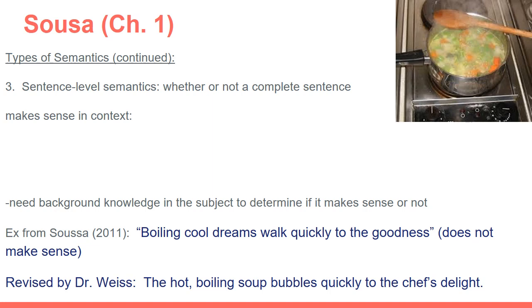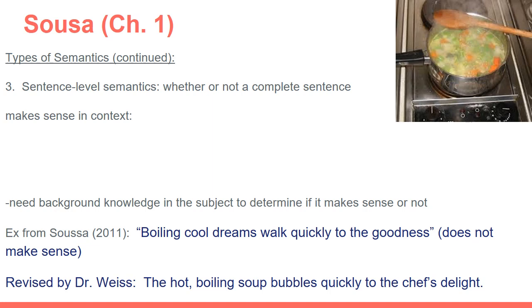And the reason why is because they'll need to have background knowledge on a subject, and they'll have to have more life experience and academic experience to know if something makes sense in context or not. Because a very young child, if you look at the first sentence that is in blue that Sousa gave, might not really understand that this is not making sense. They might think that it's a correct sentence, but it just doesn't make sense to them because they don't know those words. So if you look at the first sentence, boiling cool dreams walk quickly to the goodness. This doesn't make sense to a child. It doesn't make sense to an adult.